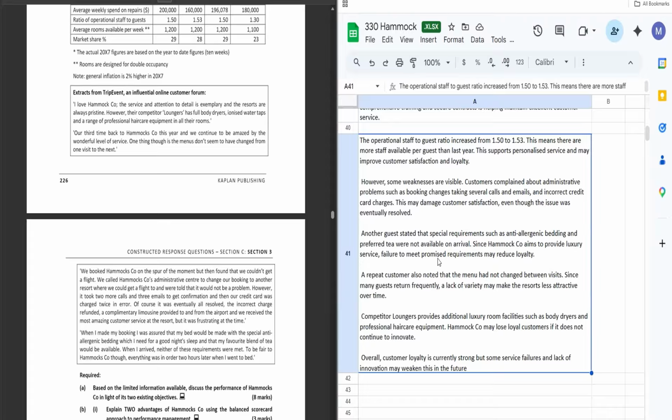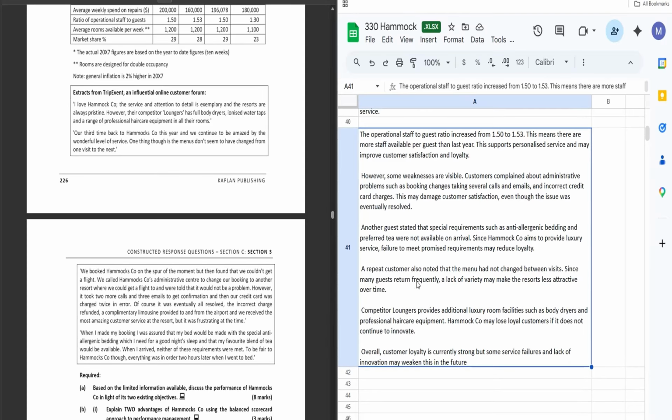Okay, now next is repeated customers also noted that the menu has not changed between the visits. Since many guests return frequently, a lack of variety may make the resort less attractive over time. Obviously in the comments they have mentioned that they are visiting the Hammock company several times, but the same kind of menu has been provided in front of them.